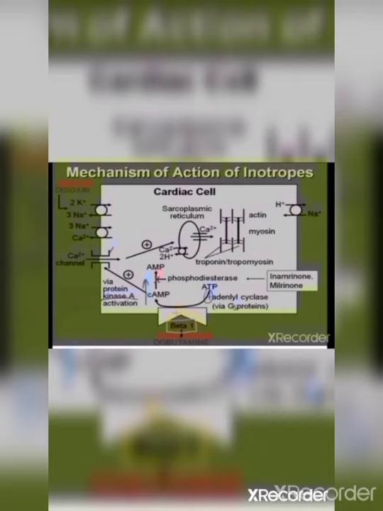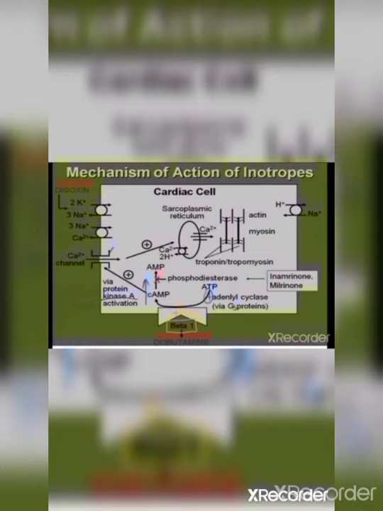The mechanism of action of inotropes. On the left side, we have one of the Digitalis group of drugs, that is digoxin. On the right side of this cartoon model, we have phosphodiesterase inhibitors, that is inamrinone and milrinone. And down the line, we have the beta-1 agonist agent, that is dobutamine. So let's start from dobutamine. Dobutamine, as we know, is a beta-1 agonist agent.